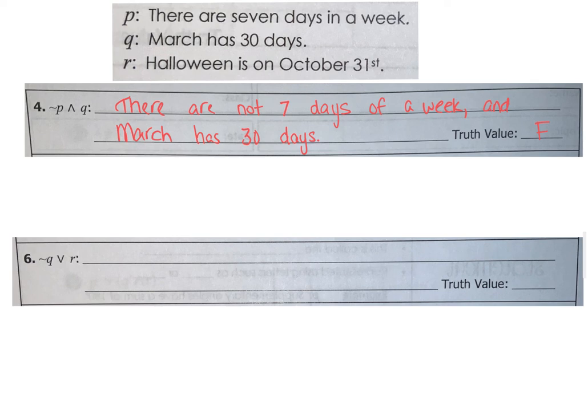Okay, with or, you could have had one piece of it true or both pieces of it true. As long as at least one is true, the entire statement is true. So you would have said true here. This was a true statement. Or just needs one of them to be true. All right?